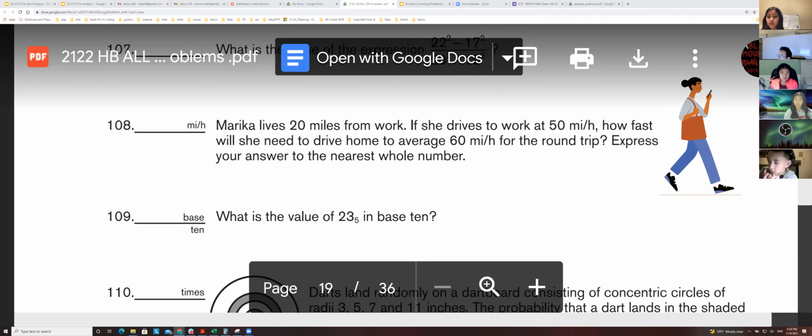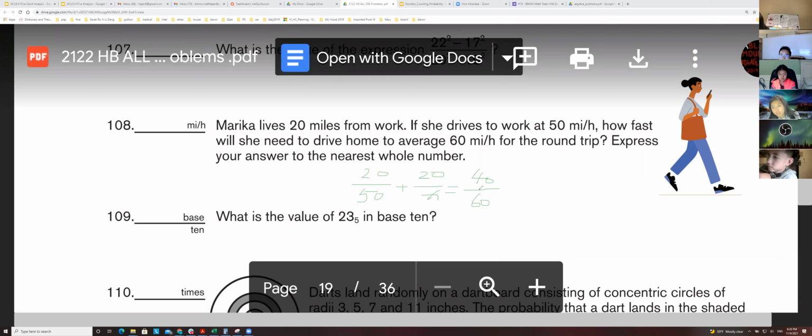Annotate. Where are you? Oh, here. Okay, so if I capture you correctly, you're saying 20 over 50 plus 20 over x equals 40 over 60. This sounds about right? Yeah. Okay, that's perfect.